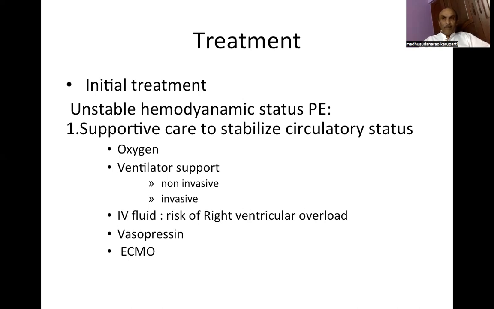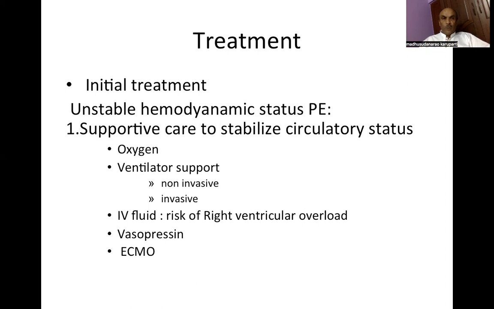It is the duty of the interventional pulmonologist to manage the pulmonary patients with pulmonary embolism effectively in order to reduce the mortality.